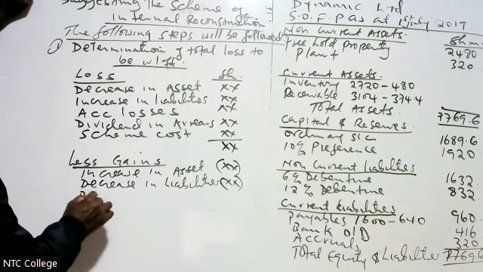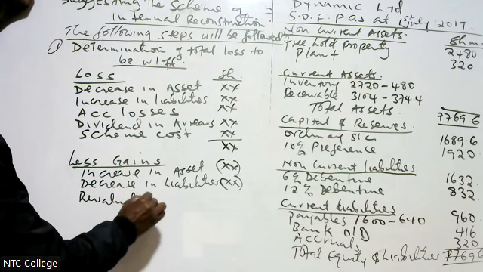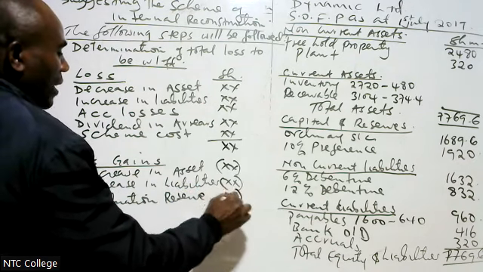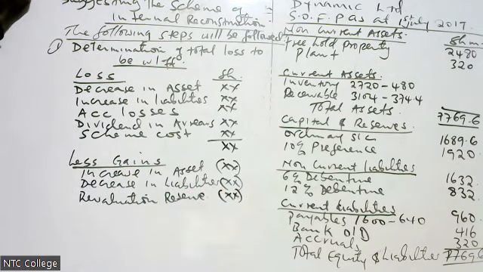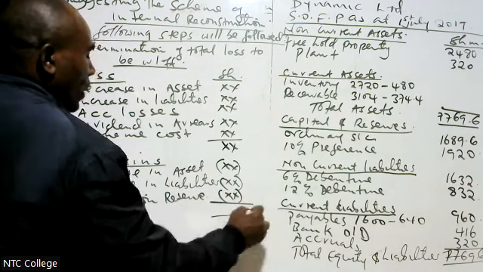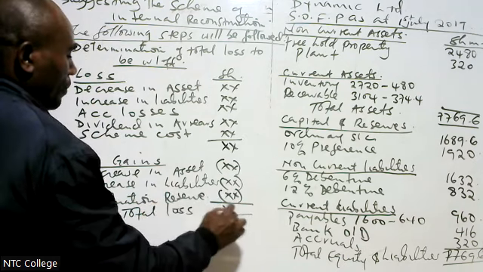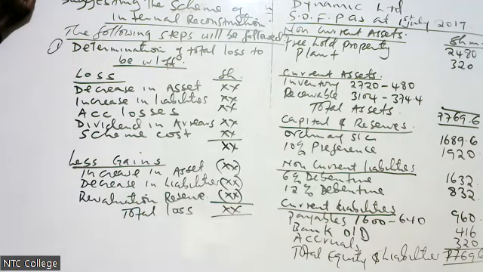Then if you have revaluation reserve, those are accumulated gains. Then you get total loss there. After you get total loss, that is the end of step number 1.